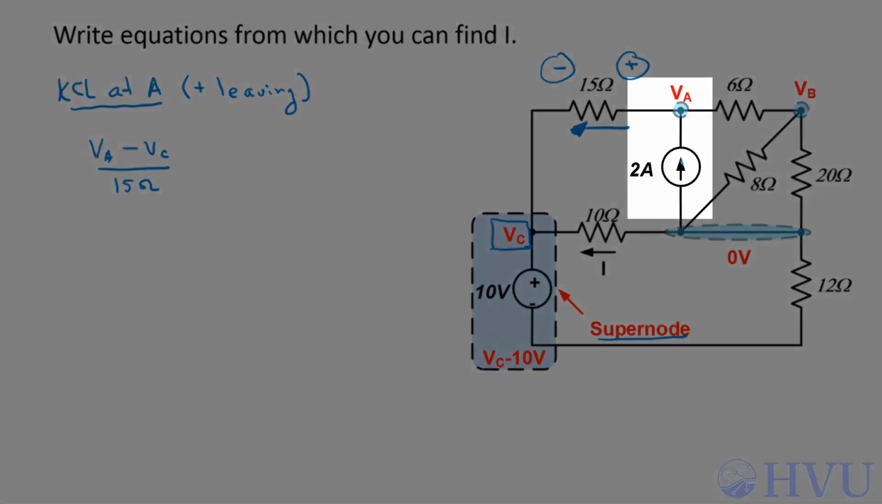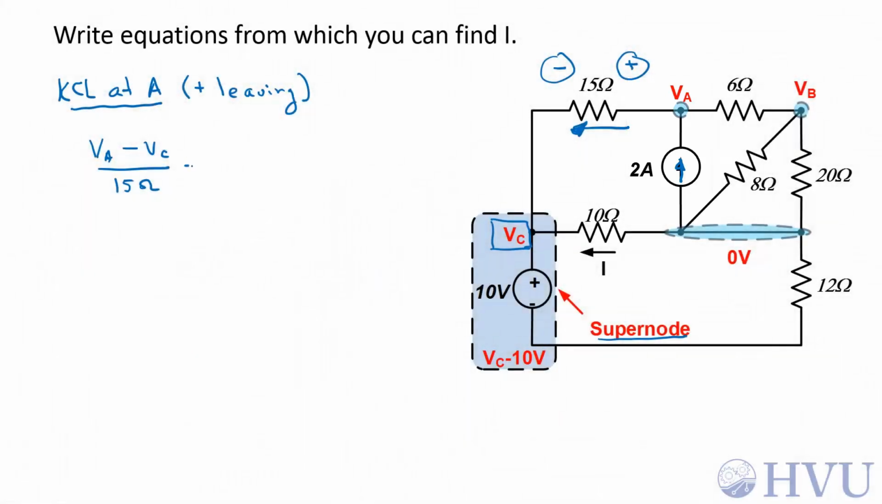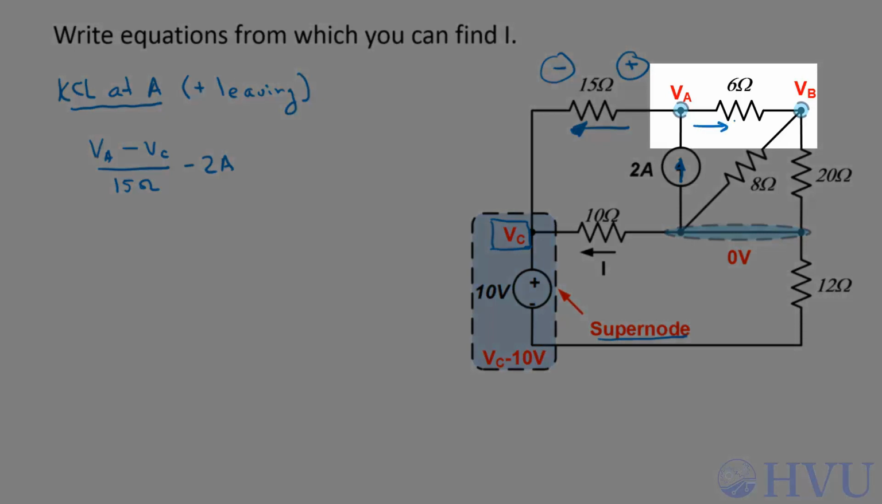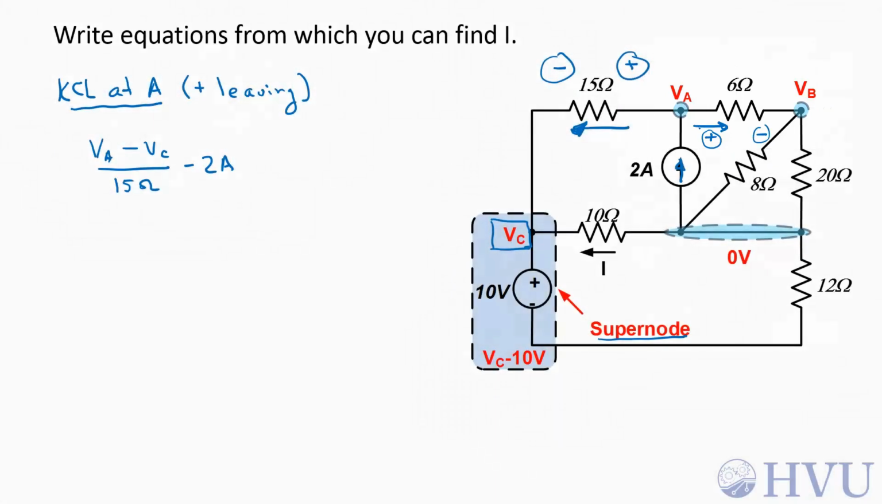The 2 amp source is going into node A. We don't get to choose anything about that. Since it's entering the node, that's the opposite of our sign convention, so this becomes a negative 2 amps. Finally, the current leaving the node through the 6 ohm resistor results in an assumed polarity of the positive terminal being at VA and the negative terminal being at VB. So this current leaving node A is VA minus VB over the resistance, which is 6 ohms. Those are the only 3 currents leaving node A, so those sum to 0.